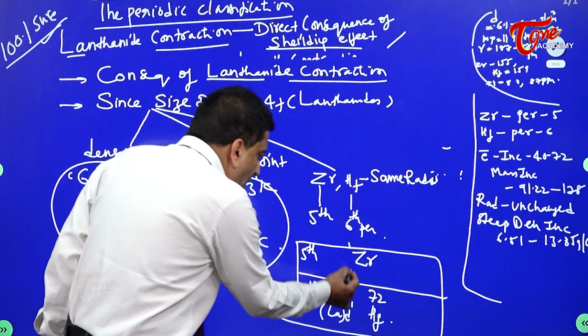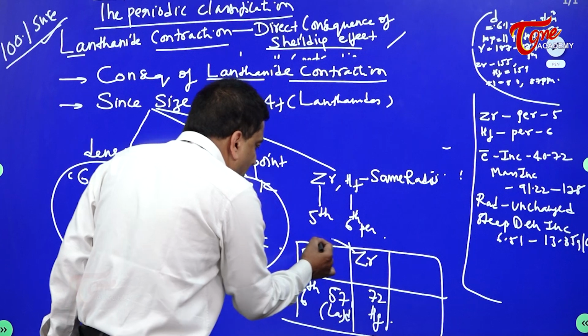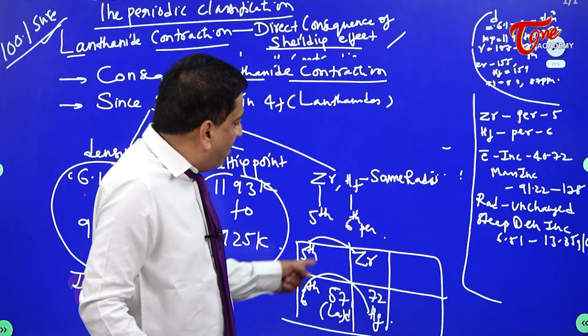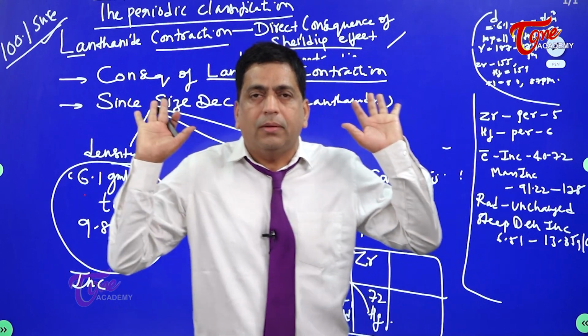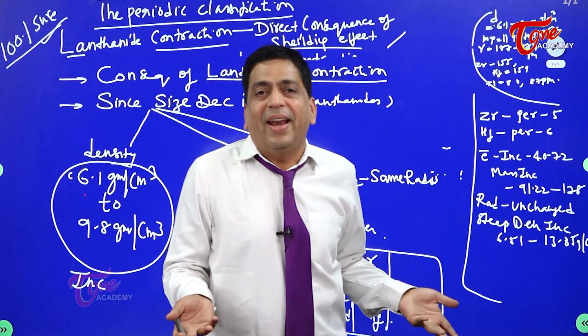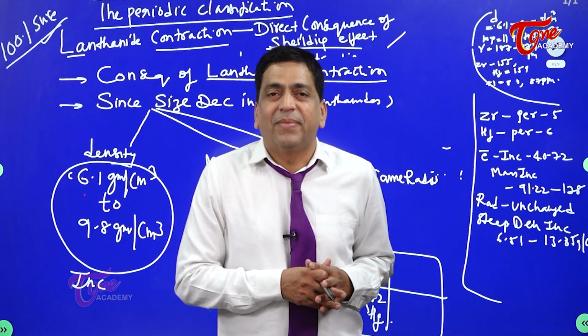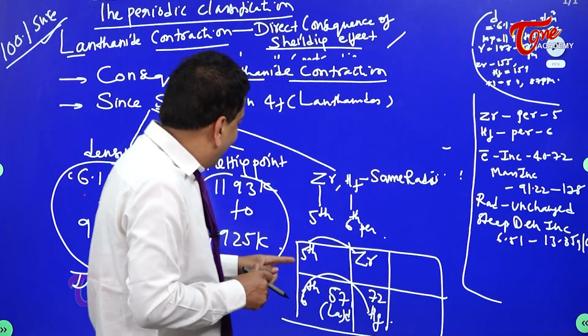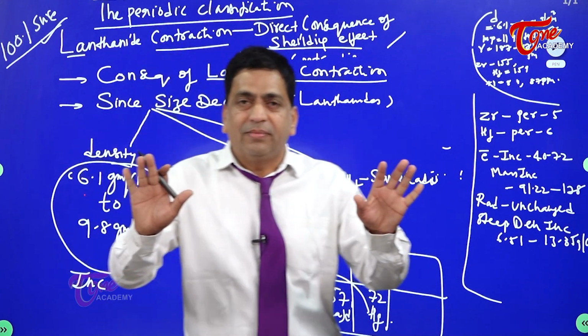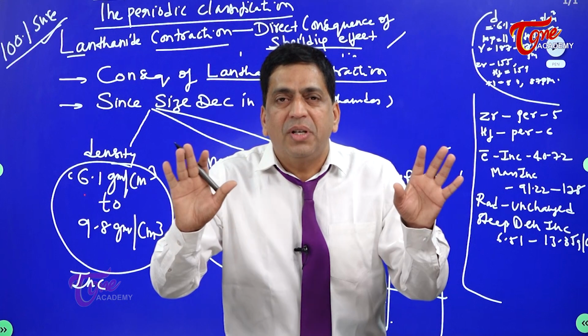So zirconium is 5th period, hafnium is 6th period, and both belong to D block. One is 5th period, the other is 6th period. Just below zirconium is hafnium, no?